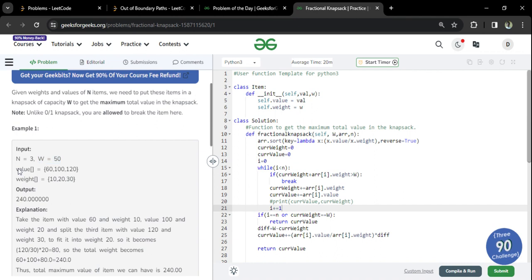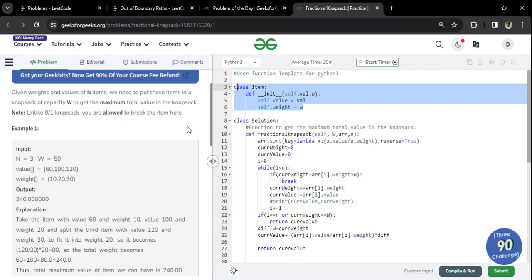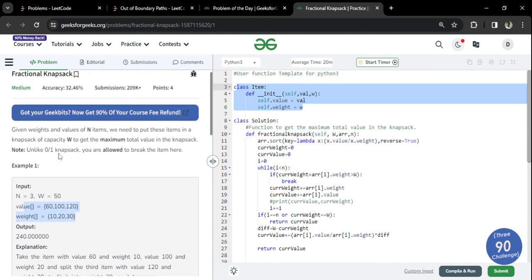And the other thing is, the way you are seeing the input here, it will not be given in that way. I will show you what that means. It will be given as an item, that is, an object of a particular class. We will understand what it is, but before that, let's see the question.